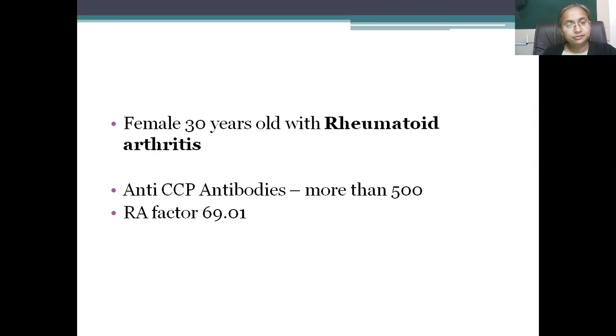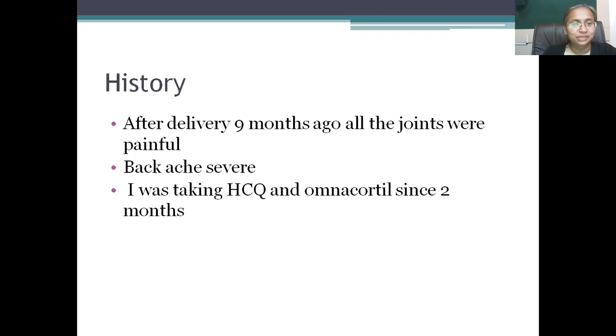This is a case of a female, 30 years old. It is not a very old case. This is a recent case for me, just 6-8 months back. I took this because repertorization really helped me to choose the remedy in this case. And this was a very severe pathology, rheumatoid arthritis, with anti-CCP antibodies more than 500 and RA factor also very, very strong. This female was in real pain, and she is only 30 years old.